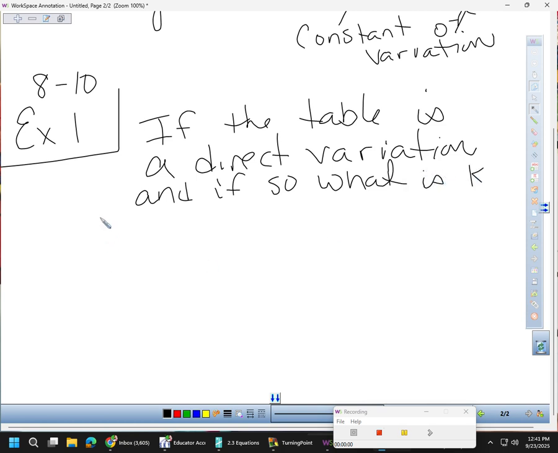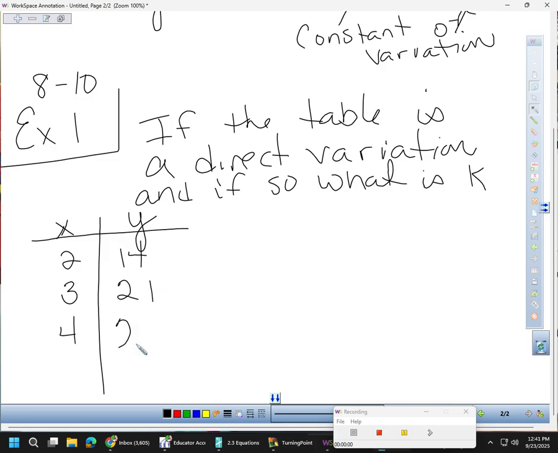All right, so I'm going to give you a table. This is my x, this is my y. And in my table, let's go with 2, 14, 3, 21, and 4, 28. All right, to determine if it's a direct variation, my k has to match every time.